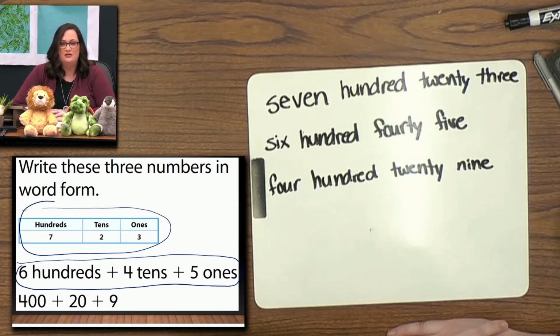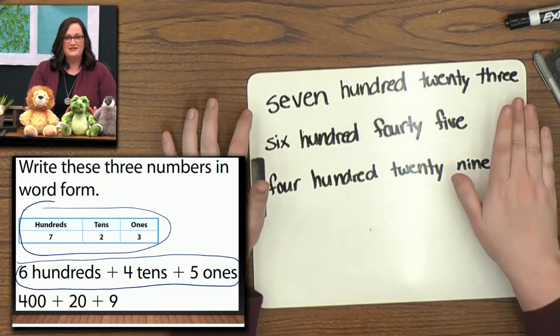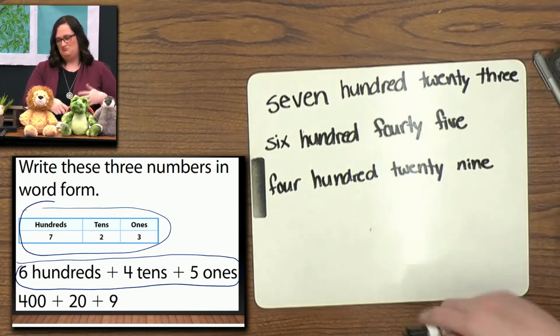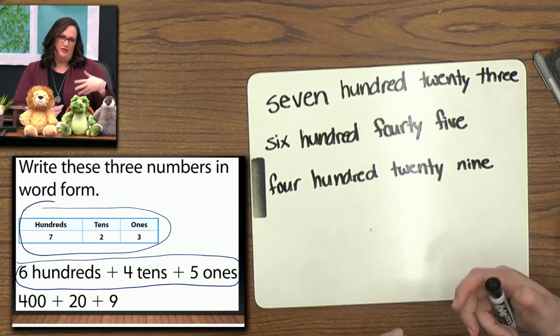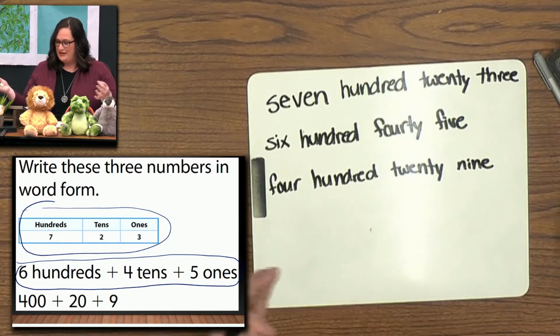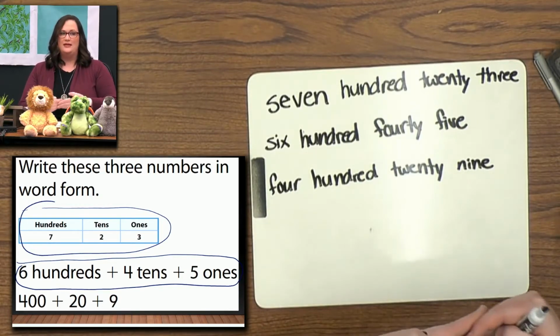Yes, Mr. Kevin? I was just curious, Miss Wally, do you have to put hyphens between the numbers? No. You can, like if you're writing in a paragraph. But for this task, because we're just doing the words, we're not putting hyphens. Like if you're writing in a paragraph, you might do it, but not for this. So 723. That's what happens when I have 7 hundreds, 2 tens, and 3 ones.